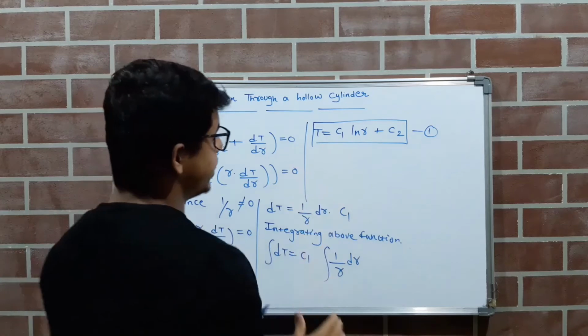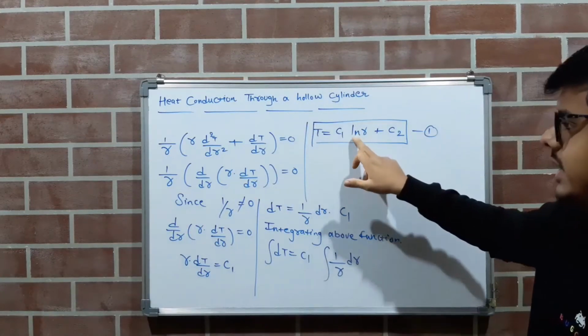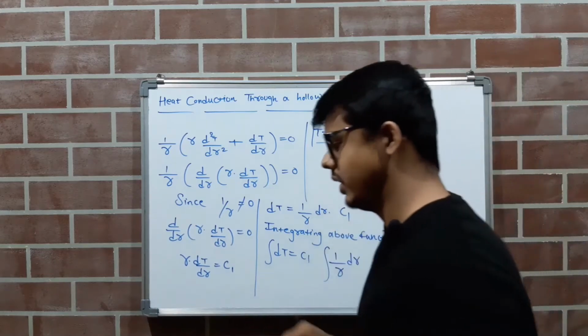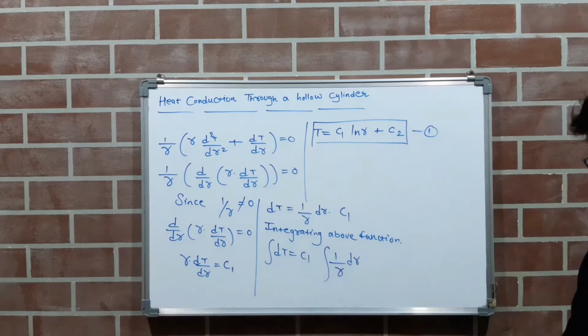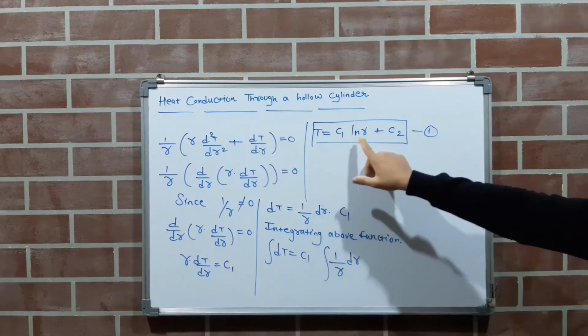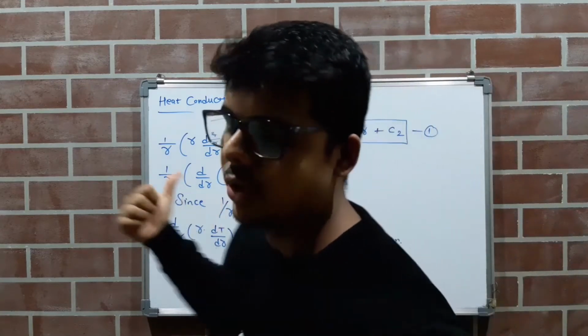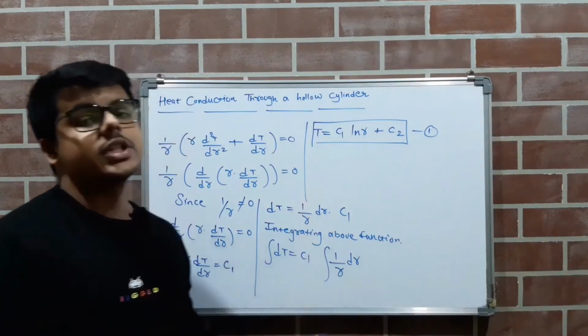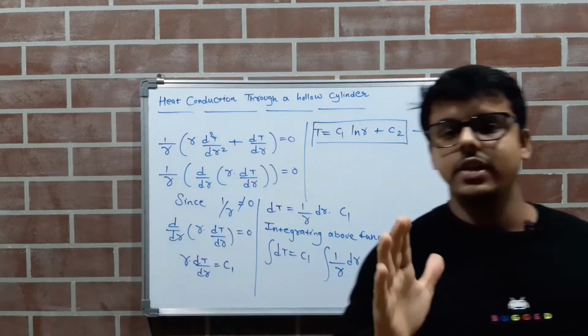But from this equation, keep in mind that there is a logarithmic term in it. Now what is this equation? This is the temperature distribution of the hollow cylinder. Now which type of equation is it? It is a logarithmic equation. So we can say from this equation that the temperature distribution in case of a hollow cylinder is logarithmic. This is the important part.